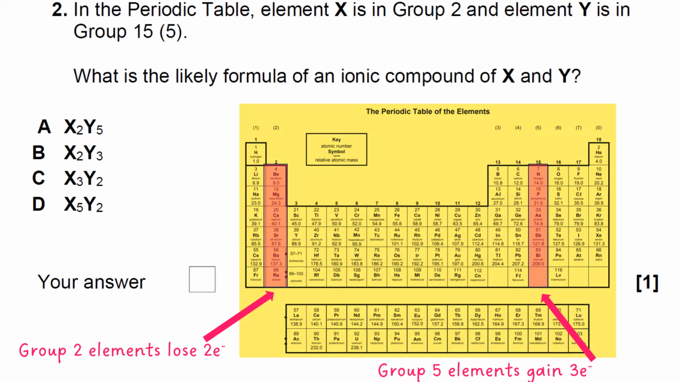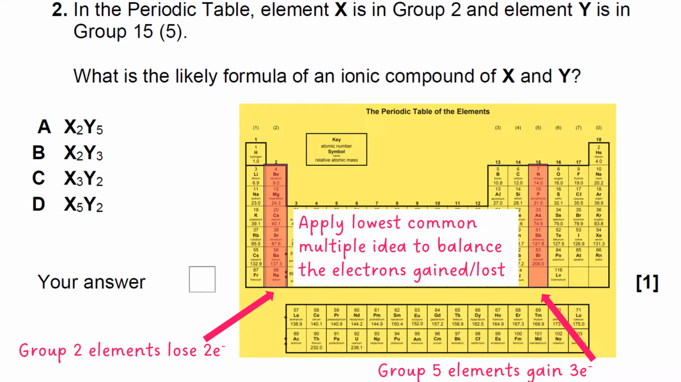So going back to GCSE, obviously, what the elements are trying to do is gain a full outer shell, either by losing or taking electrons. So the full outer shell is going to be 8 electrons. So group 2 has 2 electrons in its outer shell, so by losing those 2, the next shell down becomes the new outer shell, which will have 8. And then group 5 elements have 5 electrons in their outer shell, so they'll need to gain 3 to end up with 8 electrons in their outer shell.